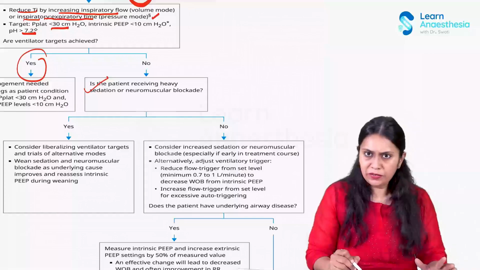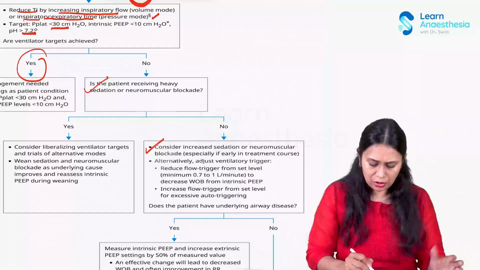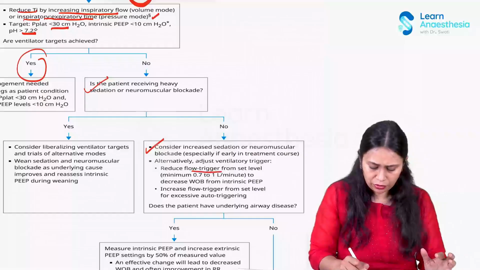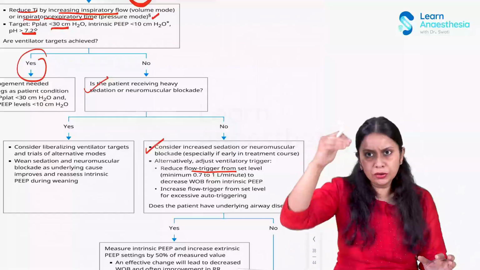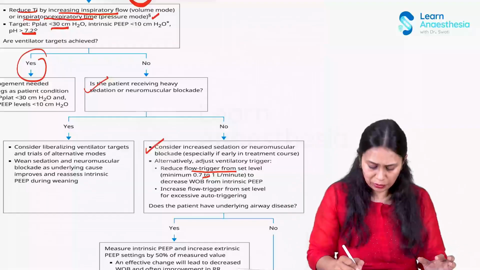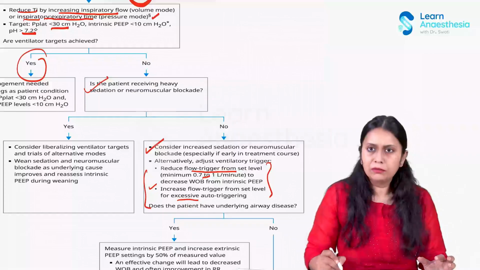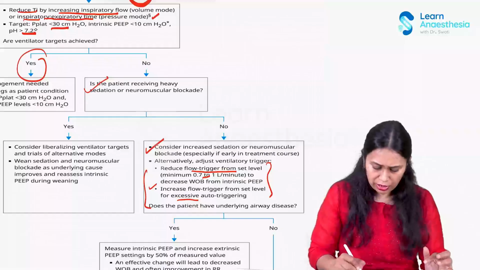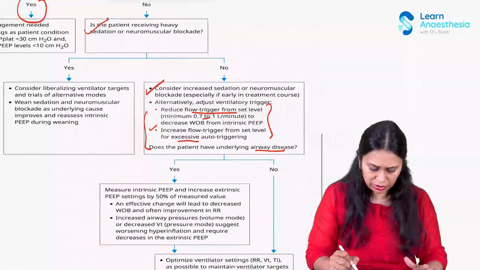So if the patient is not receiving high sedation or neuromuscular blockade, we should consider using these, or we should change the ventilator settings a little more: reduce the flow trigger from the set level. So if the flow trigger is at 2 liters per minute, we reduce it to 1 liter per minute to decrease the work of breathing, and we can increase the flow trigger from the set level for excessive auto triggering. So we do the ventilator adjustment by seeing whether it is ineffective triggering or auto triggering. And if the patient has any underlying airway disease, we try to treat it, right?